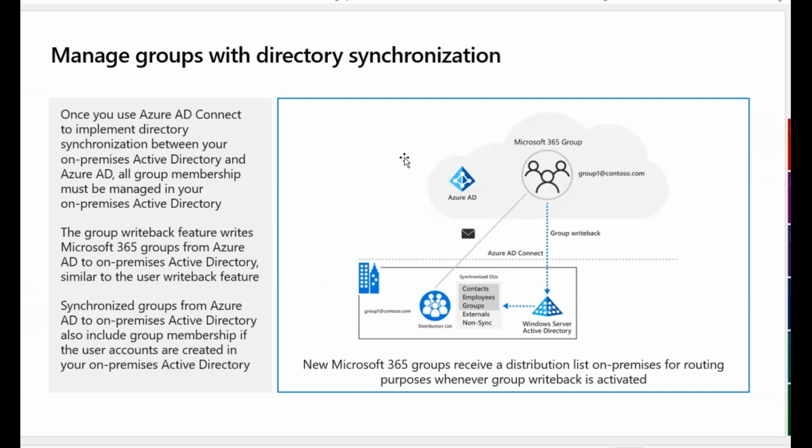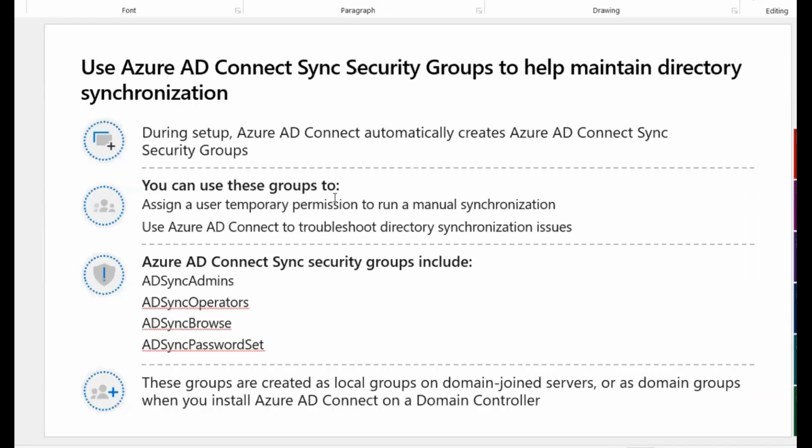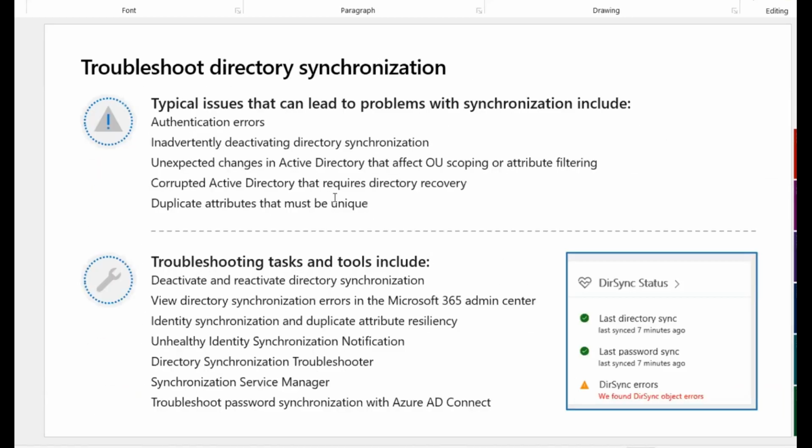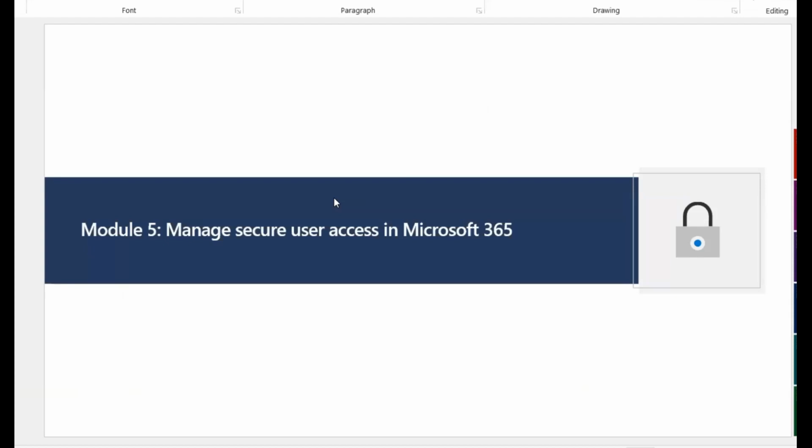One of the things we talked about here is the write back feature. What is write back? Write back means, let's say, if you change a user's password in the cloud, or change any group details, that information will sync back to on-premises. That is called the write back feature. All of this is related to sync. They are pretty similar sorts of things.